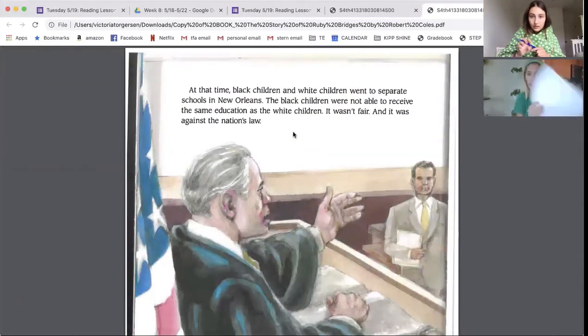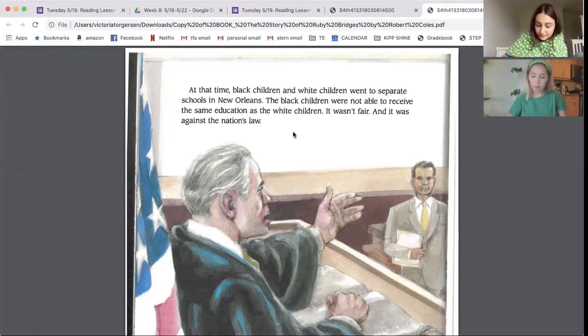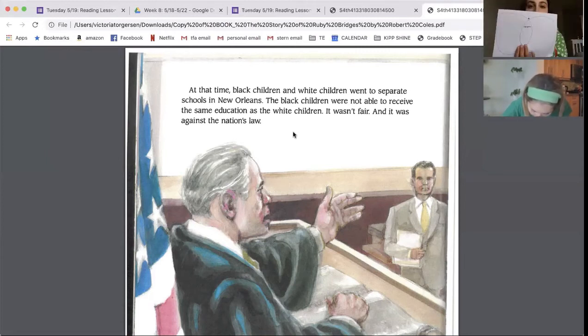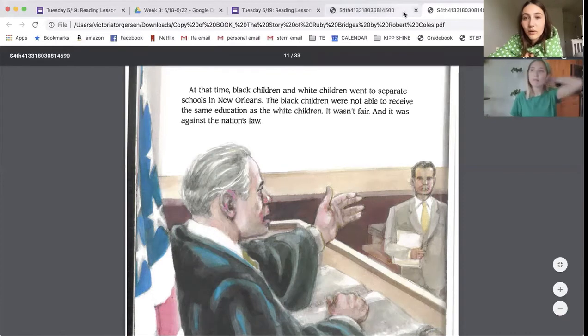So in our Venn diagram, because we're working on what's the same in our middle, I'm going to write Black and white children went to different schools. What are you going to write, Miss T? I'm going to write segregation. So right now, Shinesters, make sure you're writing inside your Venn diagram something that's the same, like what Miss T and I said. I had to write kind of small because my space was small. Okay, cool. I'm going to go back to the other Ruby Bridges book, and we're going to keep looking for things that are the same.